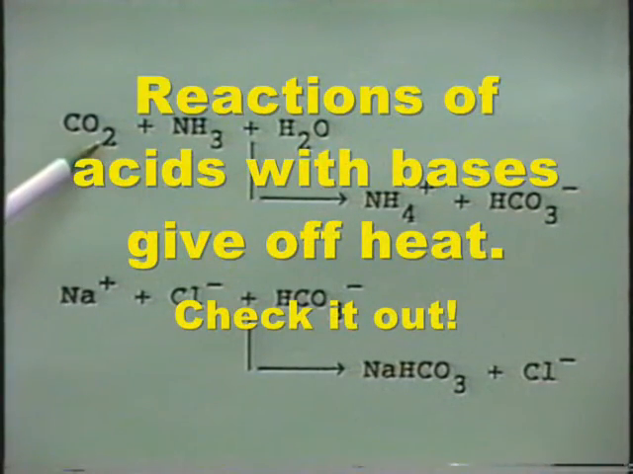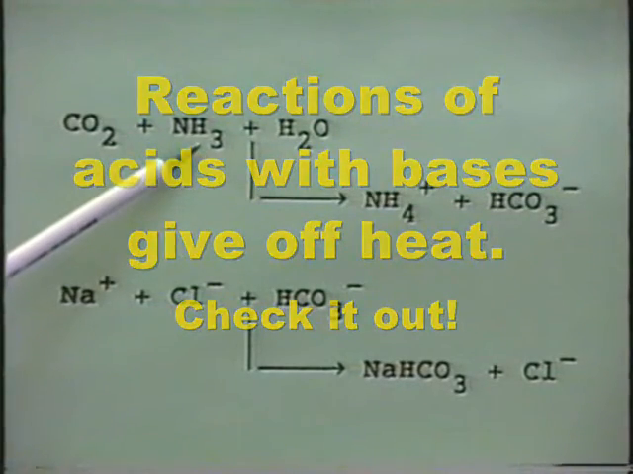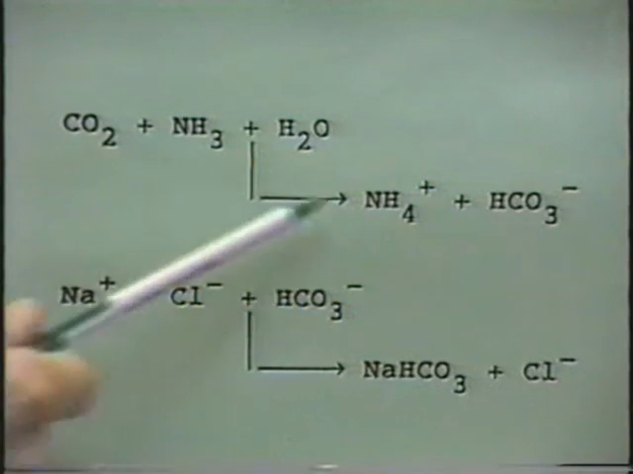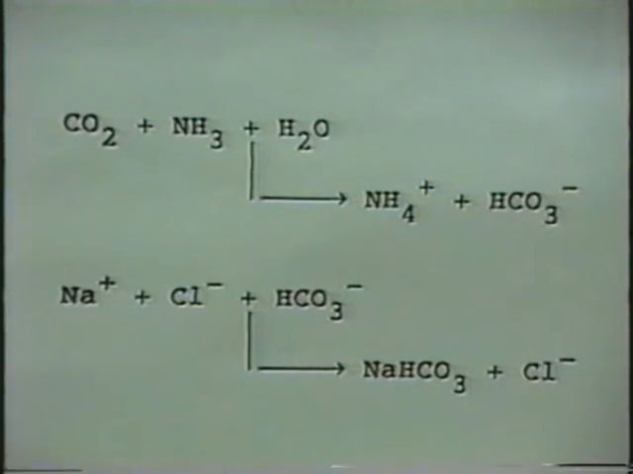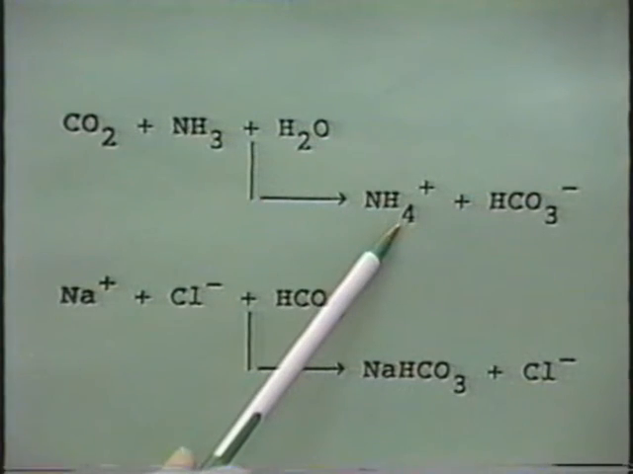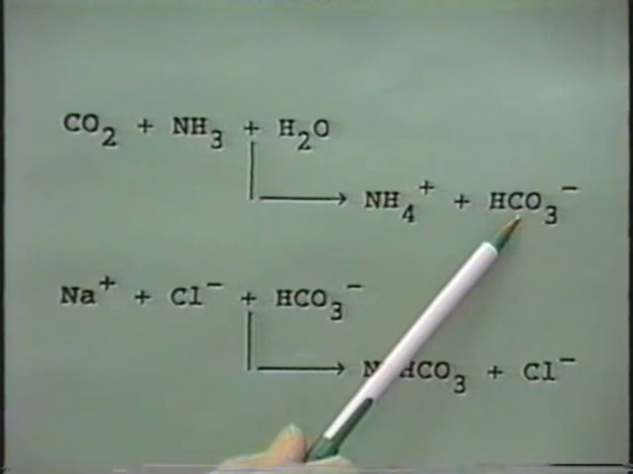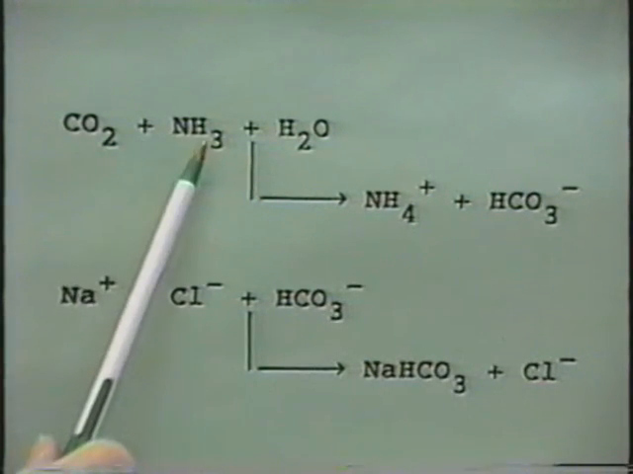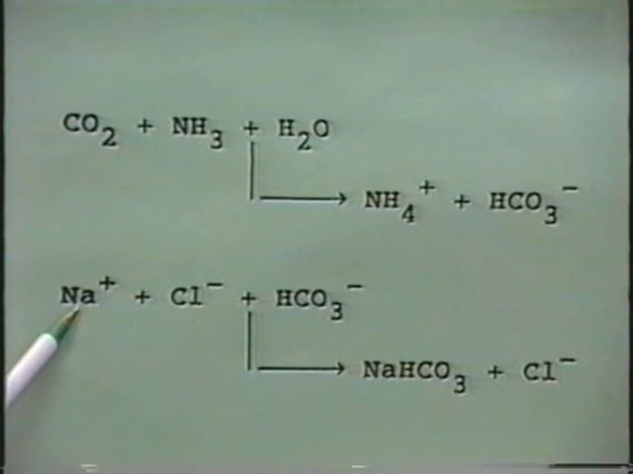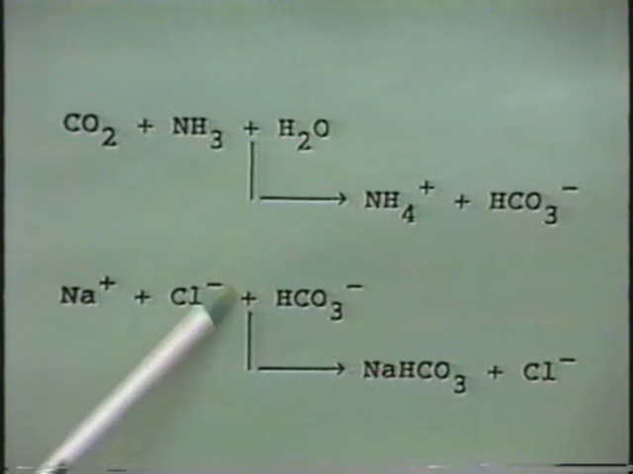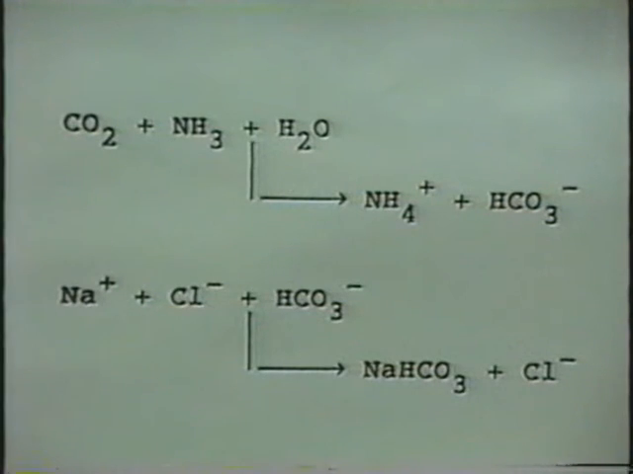This is a simple neutralization reaction. Carbon dioxide is slightly acidic, ammonia is slightly basic. The acid and the base react with each other. At this point in the reaction, you will have 4 different ions in solution: the ammonium ion and the bicarbonate ion, which are formed in this reaction, and also the sodium ion and the chloride ion, which came from the original salt.